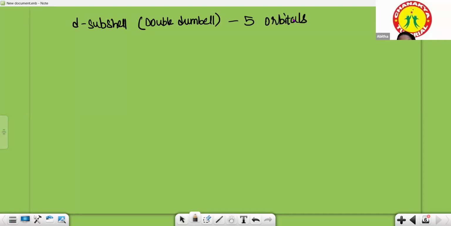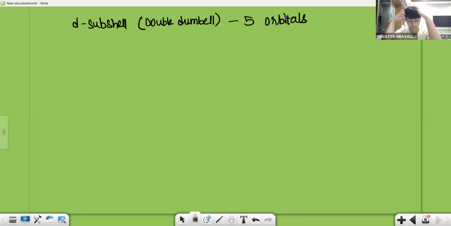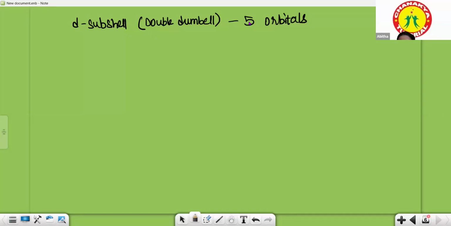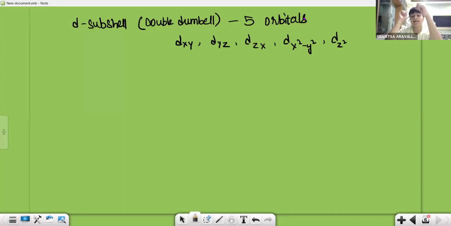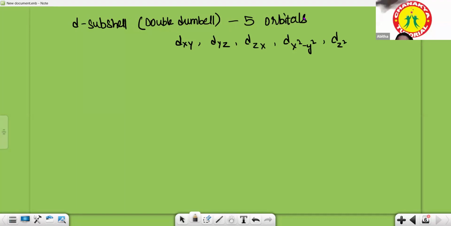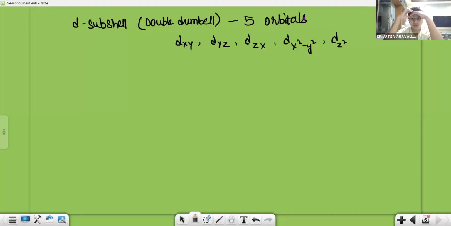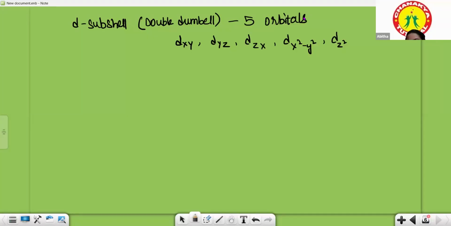I told you to memorize the odd number order: 1, 3, 5, 7, like 13579. So 5 orbitals. What are those 5 orbitals? One is dxy, another one dyz, next one dzx, next one dx square minus y square, next one dz square. Understand? So these are the 5 orbitals you can find. Clear? So let's see the shapes.